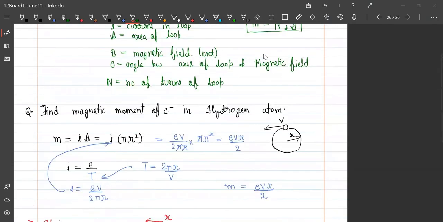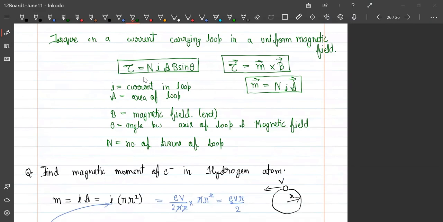But for now, अभी तक हमने इतना proof किया है कि torque on a current carrying loop is NIAB sin theta. This is the formula that we are going to use.